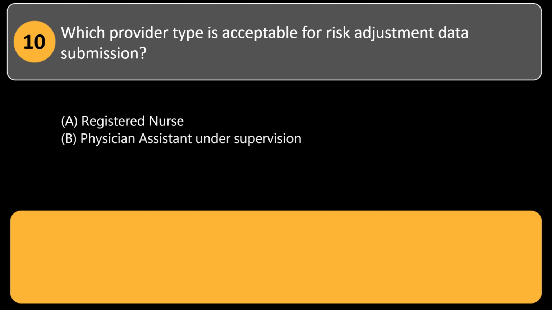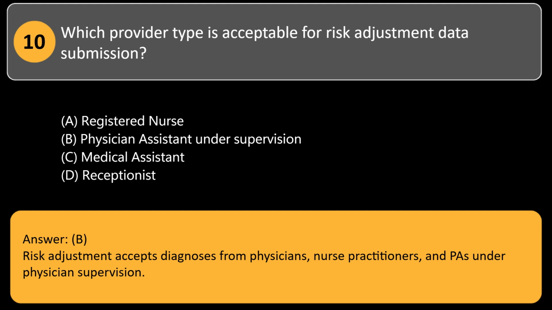Which provider type is acceptable for risk adjustment data submission? A. Registered nurse. B. Physician assistant under supervision. C. Medical assistant. D. Receptionist. Answer B. Risk adjustment accepts diagnoses from physicians, nurse practitioners, and PAs under physician supervision.